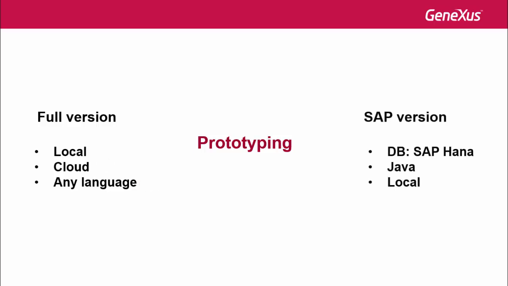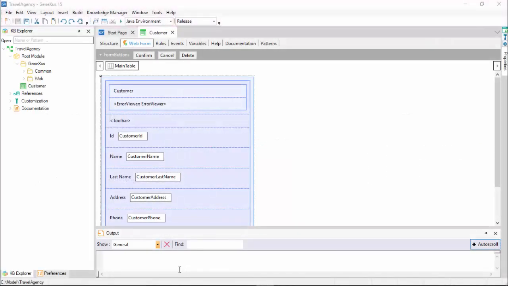However, in the specialized version for SAP systems, the database will be SAP HANA, the language will be Java, and the prototyping tasks will be done in the Tomcat server that is available to us. In our demo, it'll be a local one.